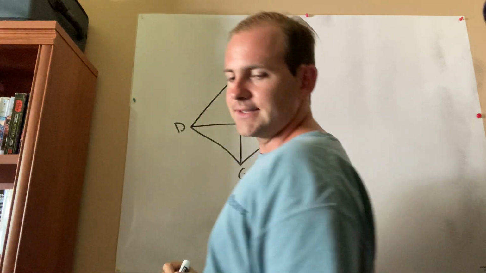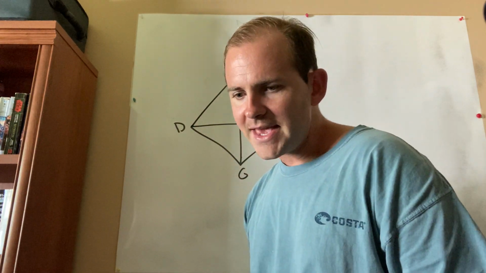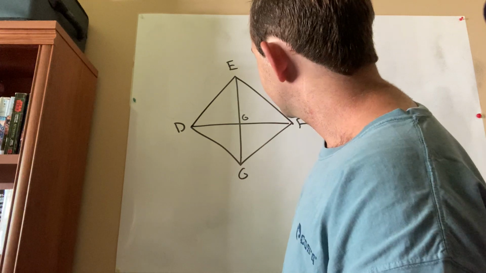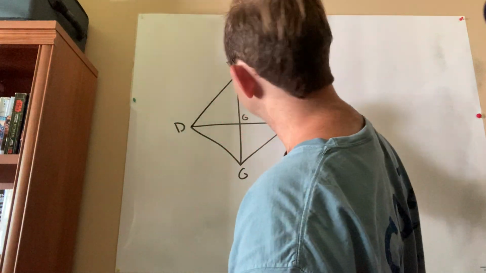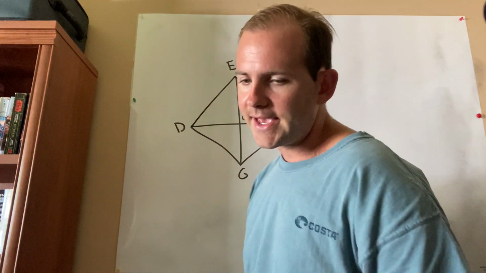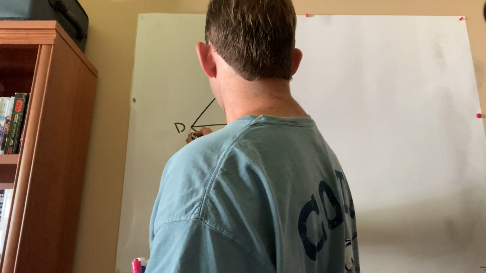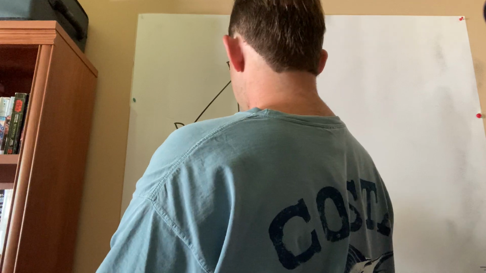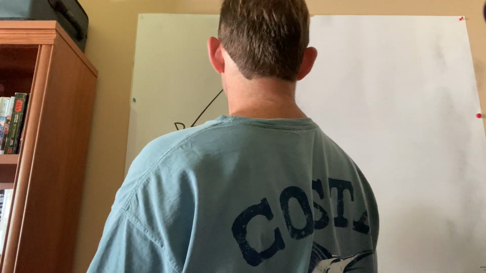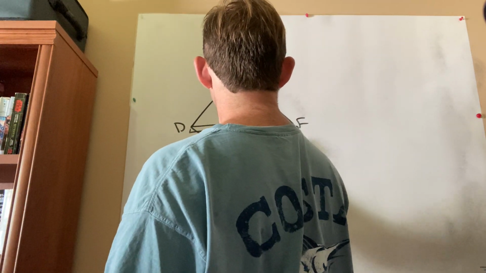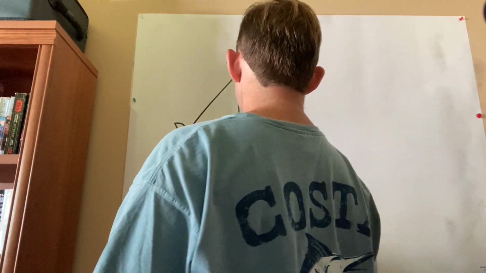All right, so first things first, let me actually write the information they gave me, okay? So they actually gave me EF, which is 23, and they also gave me DF, which is 40. So this whole thing here, maybe I should use a different color, but oh well. All right, that whole thing is 40.